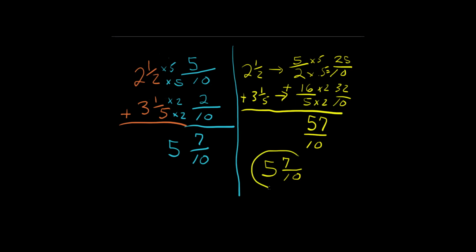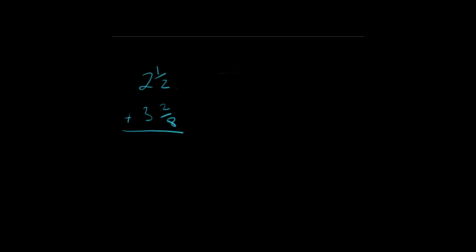So I'd like you to look here how this answer and this answer are the same, which is good. So you have two different methods. You can do it the normal way, or you can turn them into improper fractions, add the improper fractions, and then turn them back into a mixed number as your final answer. Okay, so that's just a second method. So let's take a look at another couple scenarios or different problems.